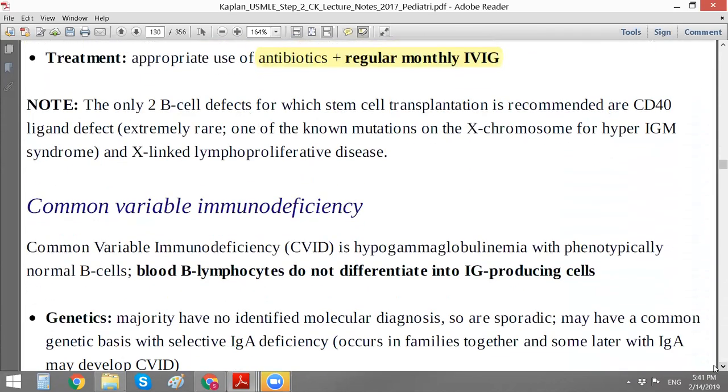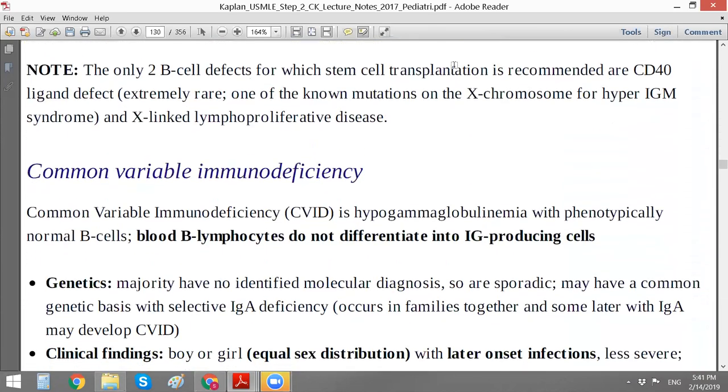The only two B cell defects for which stem cell transplantation is recommended are CD40 ligand defect, extremely rare, one of the known mutations of the X chromosome, and X-linked lymphoproliferative disease. I don't think we need to remember this.